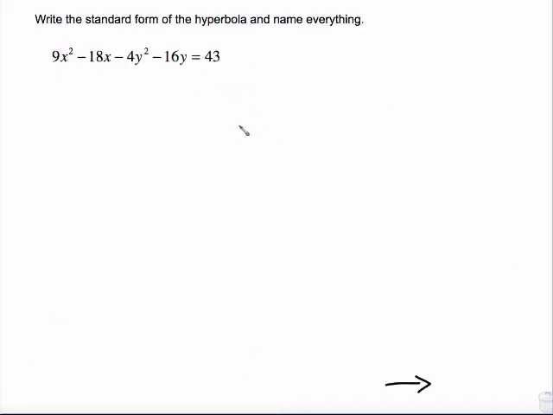Now you're being asked to write the standard form of the hyperbola and then name everything. And to do the standard form of this, we're going to have to complete the square like we did with the ellipse. But there is just something we got to be careful of because of the minus. So the first thing we want to do is reorganize this. We happen to have our x's right next to each other, which is great. I'm just kind of spreading this out a little bit. Minus 16y equals 43. So really I didn't need to move anything. Sometimes that number right there is over on the other side and you must change its side.